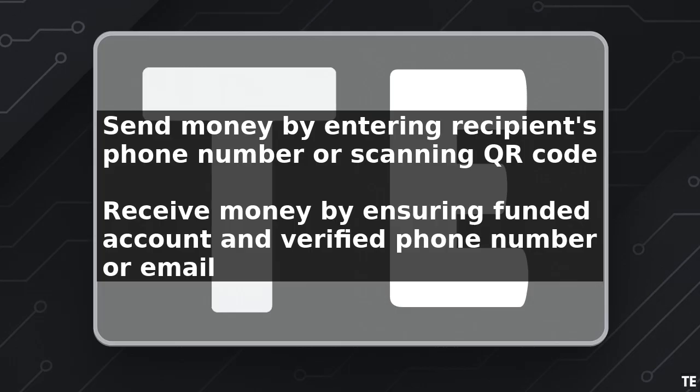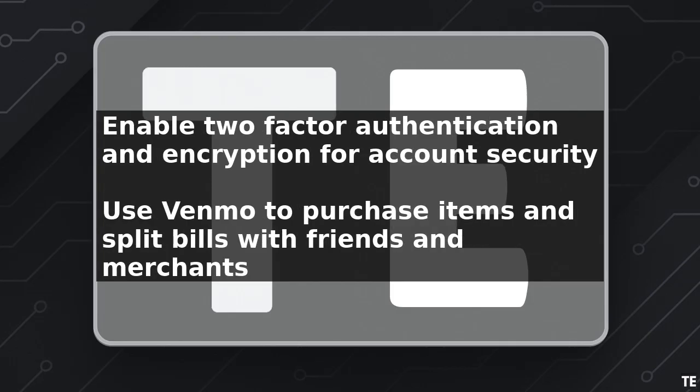It is also important to note that Venmo offers a number of security features to protect your account, including two-factor authentication and encryption. To enable two-factor authentication, go to the Settings menu and tap Security. Then, tap Two-factor authentication and follow the prompts to enable it.